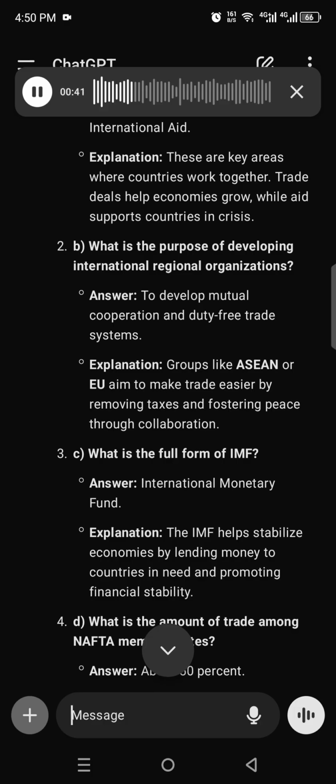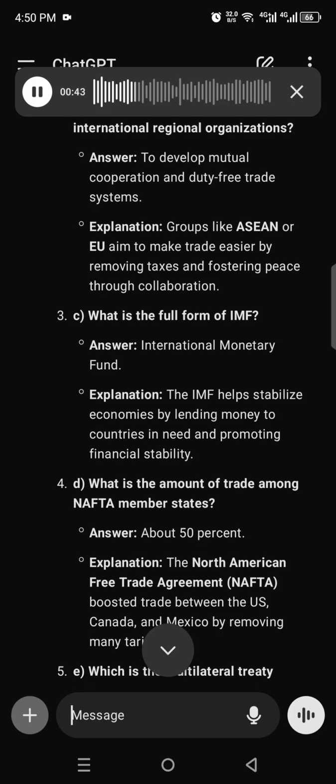3. C. What is the full form of IMF? Answer, International Monetary Fund. The IMF helps stabilize economies by lending money to countries in need and promoting financial stability.